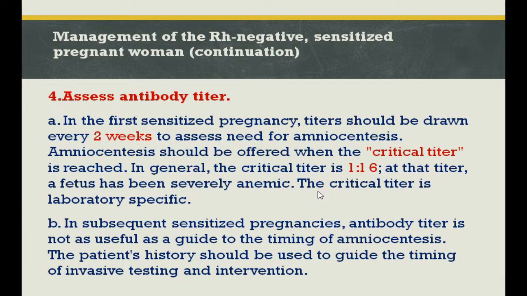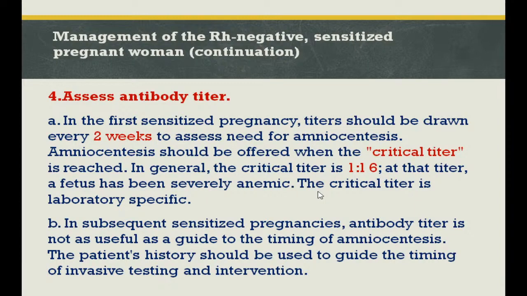Amniocentesis should be offered when the critical titer is reached. As for the critical titer, it is not an absolute level, but we have to understand that if the titer is 1 to 16, the fetus is severely anemic. The next step has to be decided individually, depending on the term of pregnancy, the previous anamnesis and the further development of the situation. The critical titer is laboratory specific.